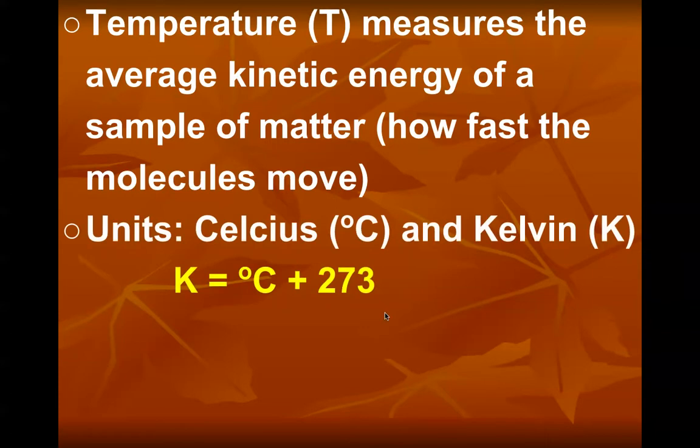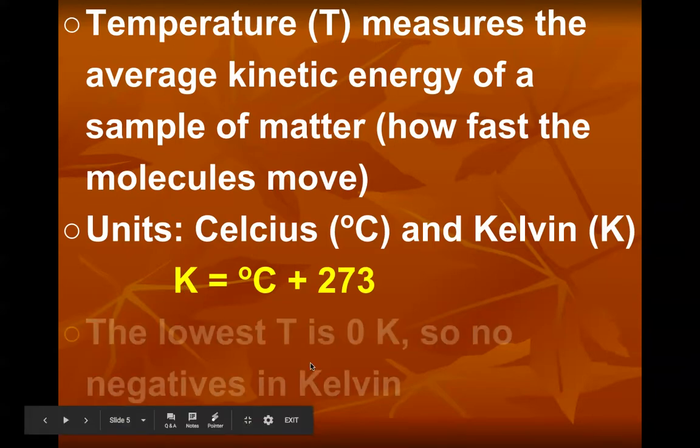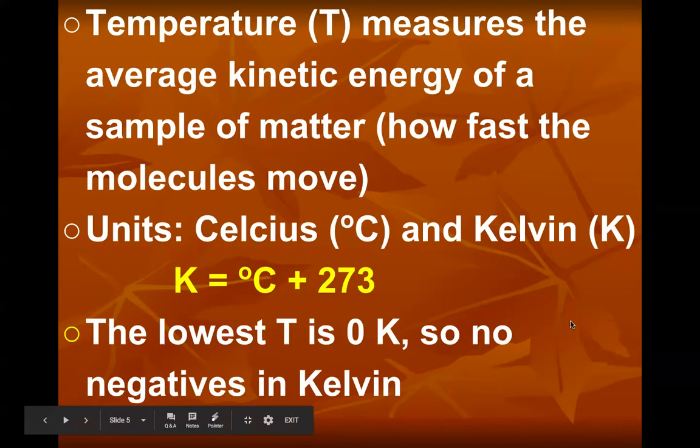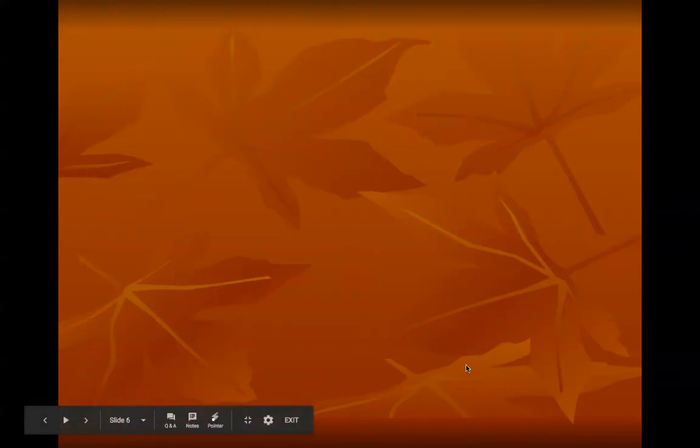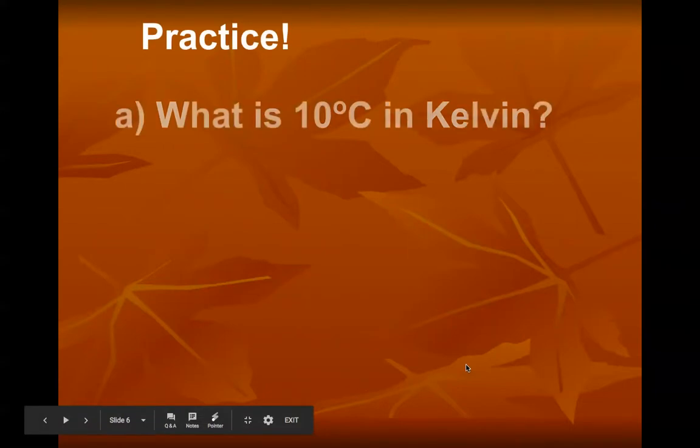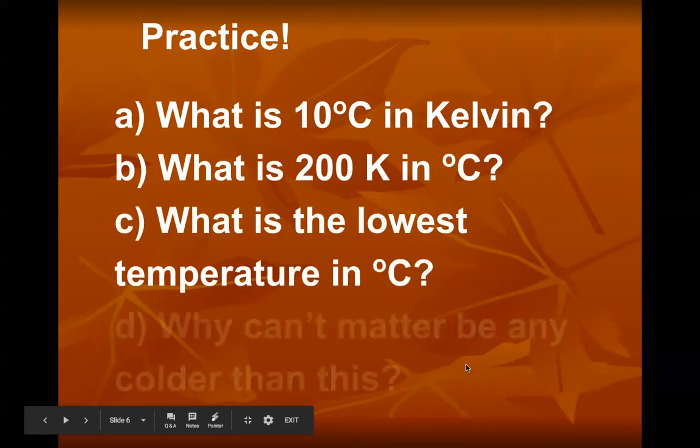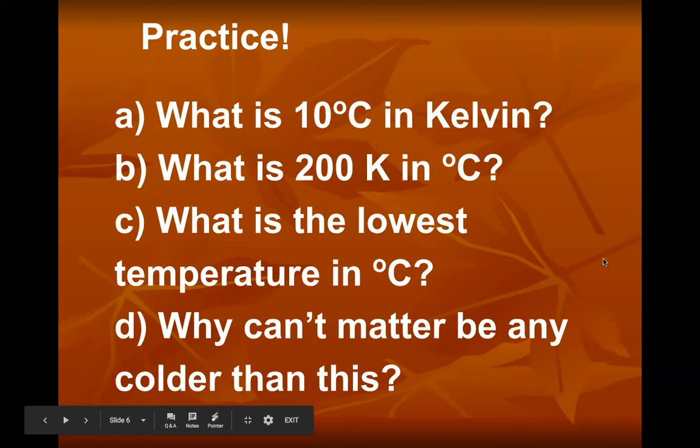We talked about units, Kelvin being the same distance between degrees as Celsius, but we don't put degrees on it because Kelvin has no negatives. 0 Kelvin is the lowest possible temperature. That's why there's no negatives. Remember, if we're measuring molecular motion, if the molecules aren't moving, they can't go any slower. So take a minute to answer the following practice questions, and you can pause the video for a moment now.